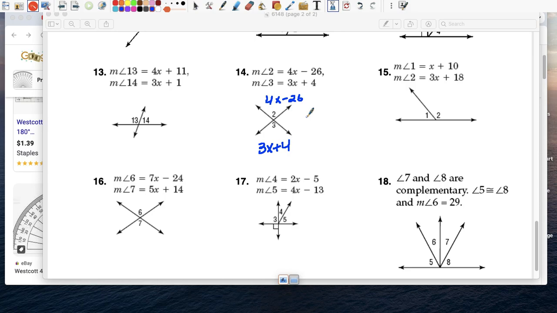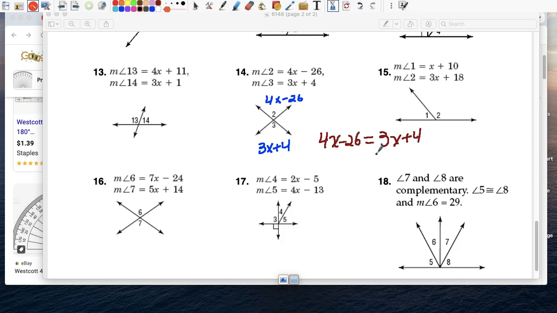So now we call these vertical angles, right? They were created by two lines that crisscross or intersect, right? And what do we know about these angles? Well, I know that angle 2, whatever angle 2 is, has the same value as angle 3. Okay? How does that help me with setting up the equation? Well, we know they're equal to each other, so that's how we're going to set up our equation. We're going to say angle 2, which is currently 4x minus 26, is the same as angle 3, which is called 3x plus 4. Now I get to solve.